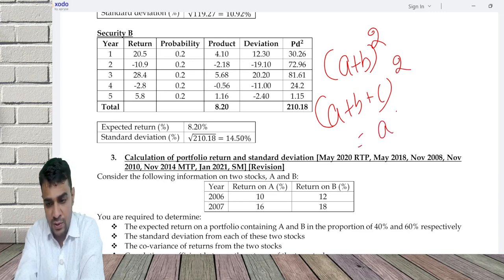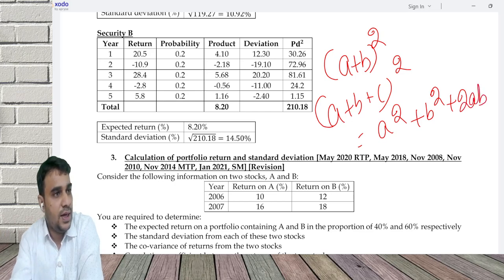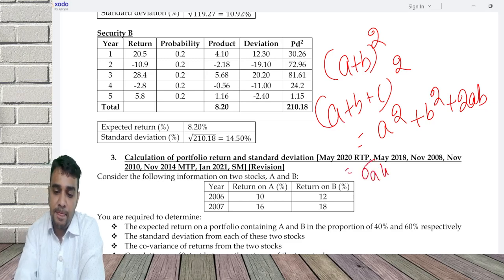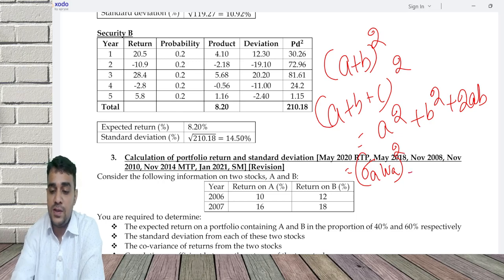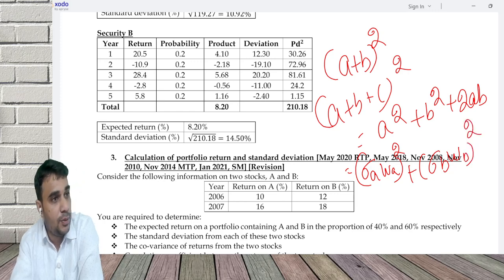So the formula is A square plus B square plus 2AB. If you have three securities, A plus B plus C the whole square. Now what is A square? It is sigma A WA square, that is standard deviation of A into weight of A, square. What is B square? Sigma B WB square. What is C square? Sigma C WC square. A is sigma A WA, B is sigma B WB, C is sigma C WC.